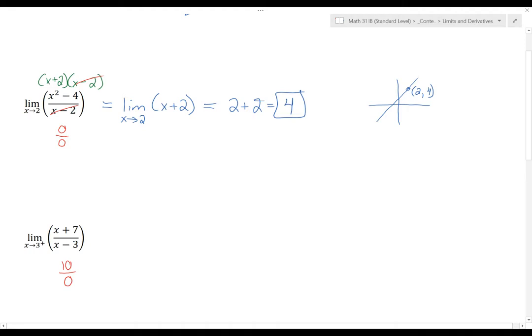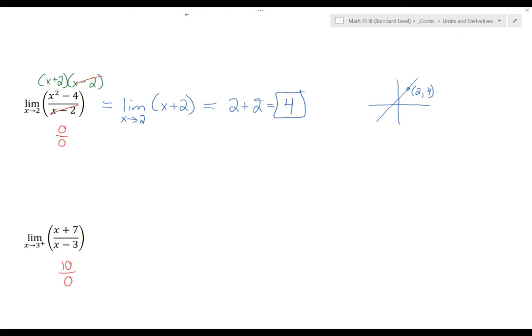This is actually not quite an indeterminate form. I can reason my way through this one because my numerator is 10. And my denominator, now notice, this isn't just the limit as x approaches 3. This is the limit as x approaches 3 from the positive side. In other words, x is some number that isn't 3 but is very close to 3 but is slightly bigger than 3.